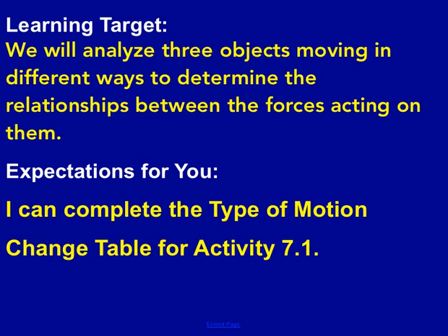So eventually we're going to analyze three objects that move in different ways to determine the relationship between the forces. But we're going to take a look at forces and what causes things to, say, speed up or slow down or move at a constant speed. So we're going to look at different scenarios first. So the expectation for you is to complete the type of motion change table for activity 7.1. So make sure you have the handout because you're going to be filling that in during this video.